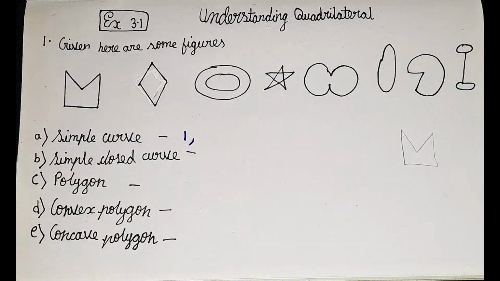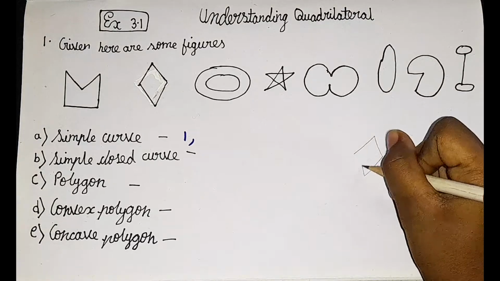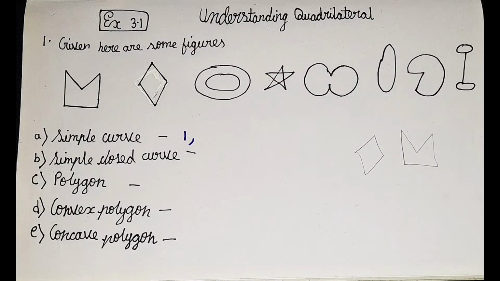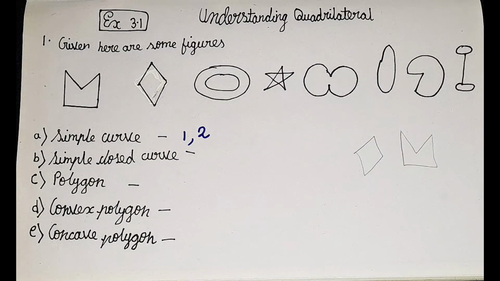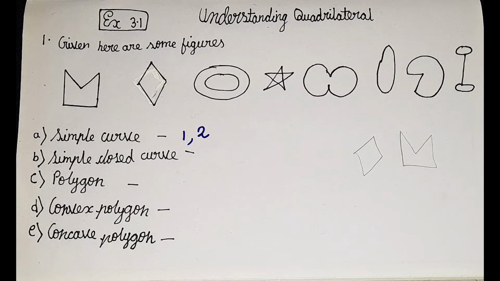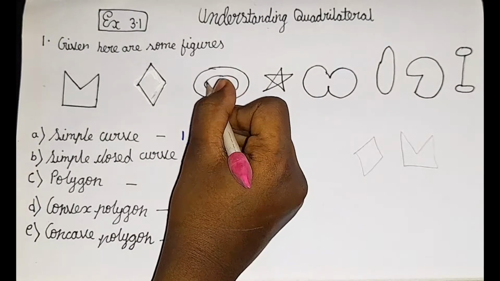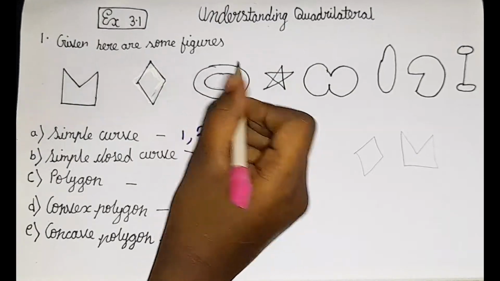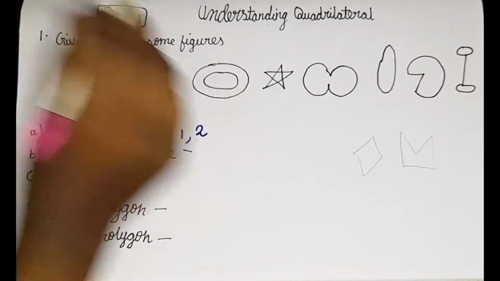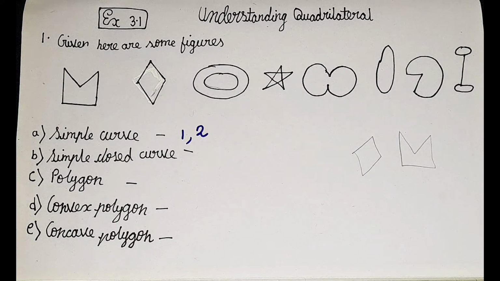So the second one, can we draw without lifting the pen? Of course we can draw, am I right? Let me show you. We can draw easily. So this is also a simple curve. Next we have a circle, am I right? A circle is not a simple curve because here you can see the circle. First we will draw like this. After that, without lifting the pen, can you draw the other circle? No. So the third one is not a simple curve.